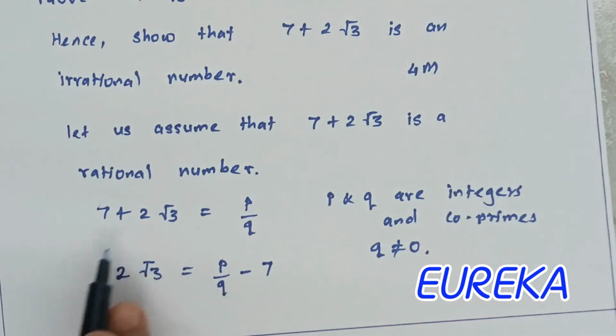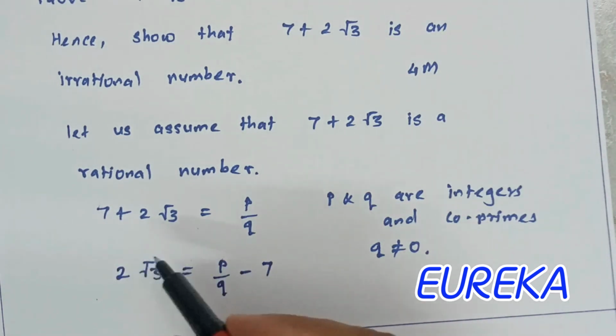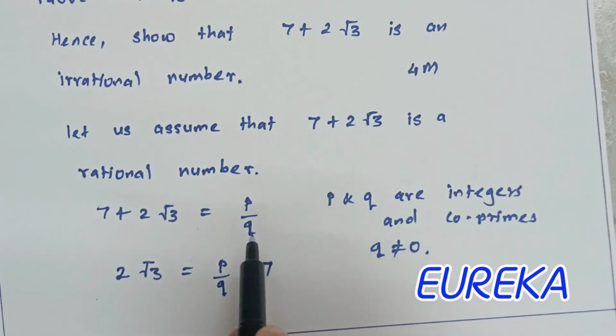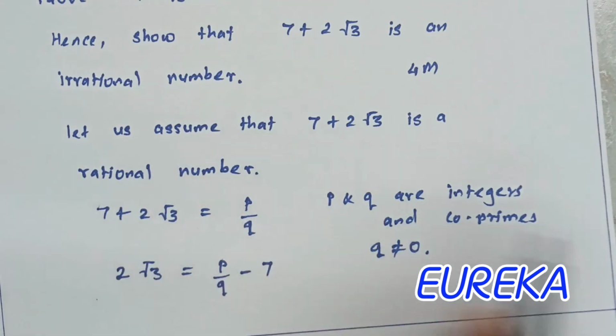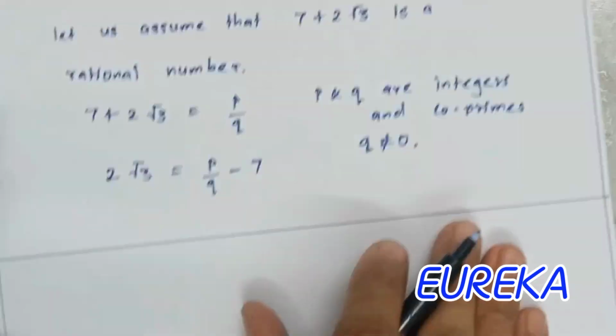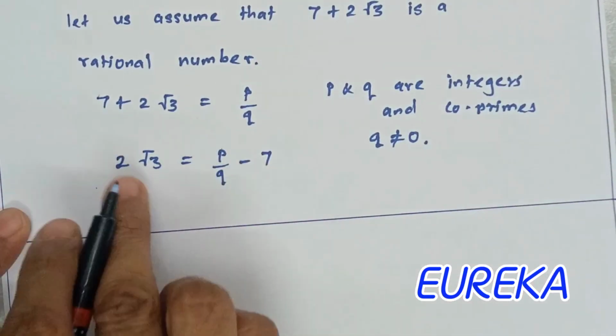What I did? I subtracted, we can say, both ways. I have done subtraction of 7 from both sides. So 7 plus minus 7, 7 will get cancelled, and here I'll get p by q minus 7, or I am sending 7 to the other side. Both ways the answer will be the same. Now, is root 3 alone there? No, still 2 is there.